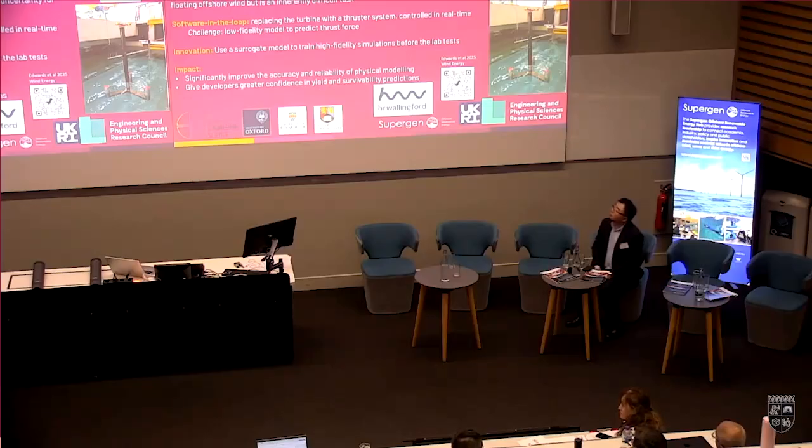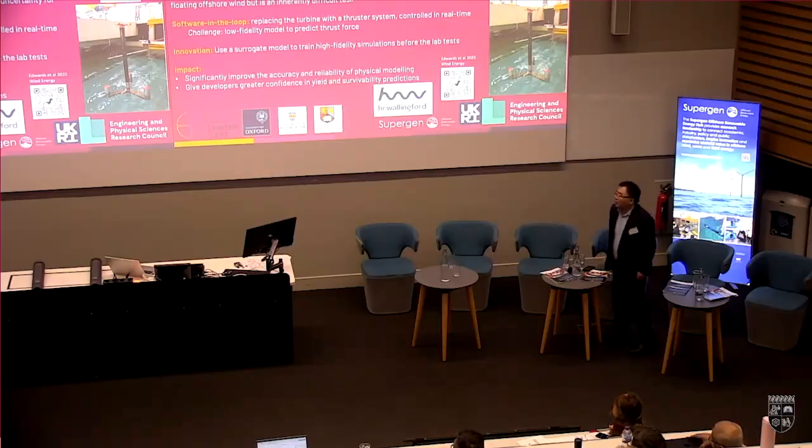However, most of these approaches use a low-fidelity model in real time, and that really reduces the accuracy of this type of method. Our innovation is to use a machine learning surrogate model trained on high-fidelity data before the lab experiments. So this can significantly improve the accuracy and reliability of the physical modeling tests, giving developers greater confidence in their energy yield and survivability predictions. Please do reach out to me on LinkedIn to hear more about the project, and a link to our proof of concept paper is on the board as well.